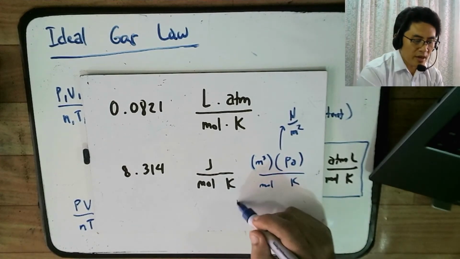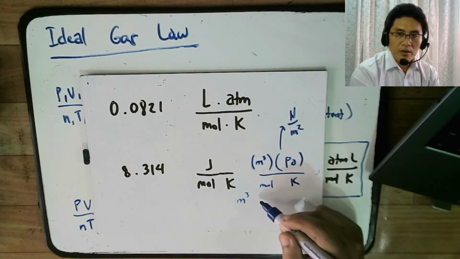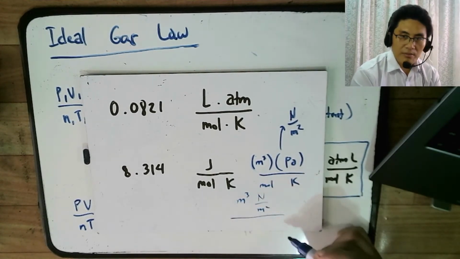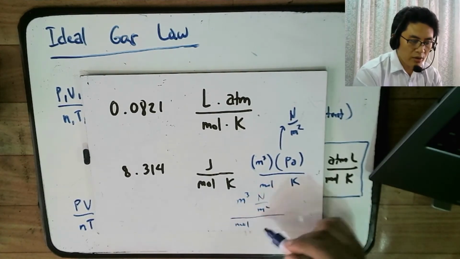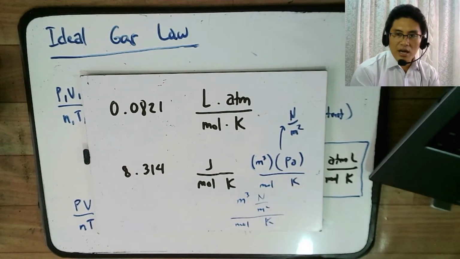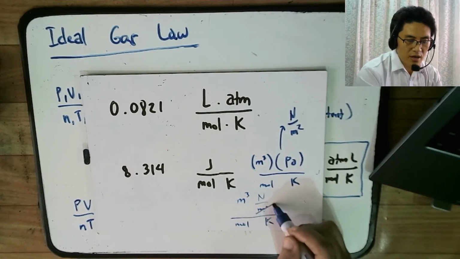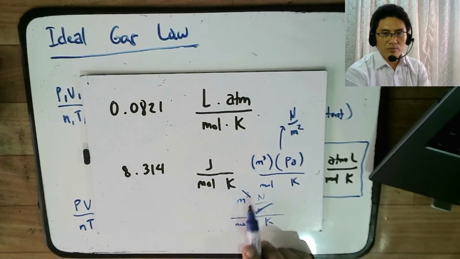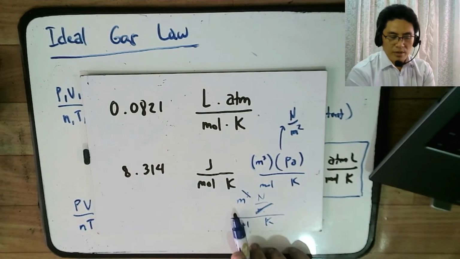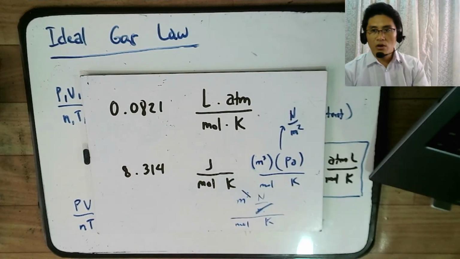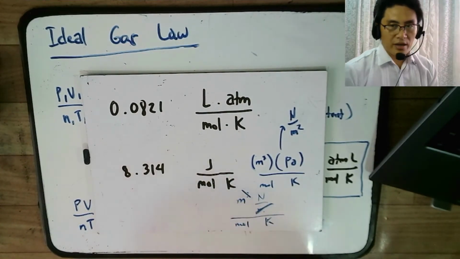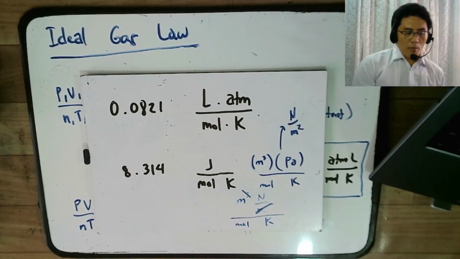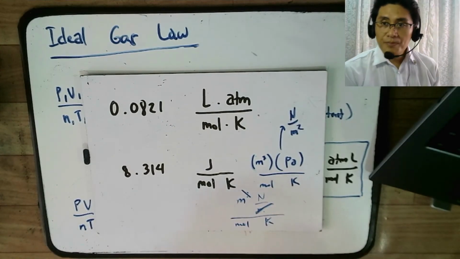So therefore, if you multiply that meter cube times Newton per meter squared, divided by mole Kelvin, notice that this meter squared gets cancelled out, and this meter cube becomes only meter. So Newton meter is joule. So that's why it becomes joule per mole Kelvin. But again, these are just two of the common values of R.